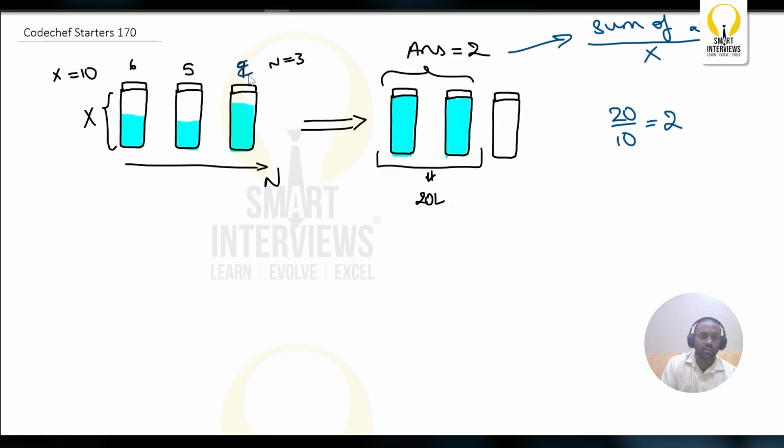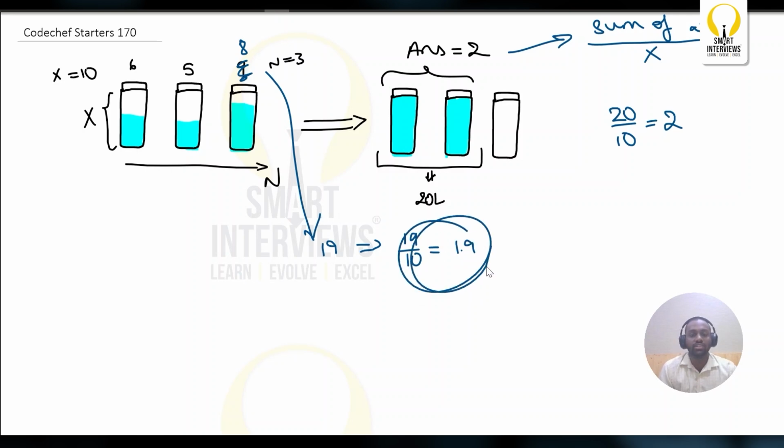Now, what if for a change this is 8 liters? Then what will happen? Our sum now comes out to be 6 plus 5 is 11, plus 8 is 19. Now, to store 19 liters, how many bottles of 10 liters capacity do I need? Again 2, but according to our formula, what are we going to get? We are going to get 19 by 10, which is 1.9, and since it is an integer division, I'm going to get 1. But is that right? No, right? So if it is 1.9, then I need to consider 2.